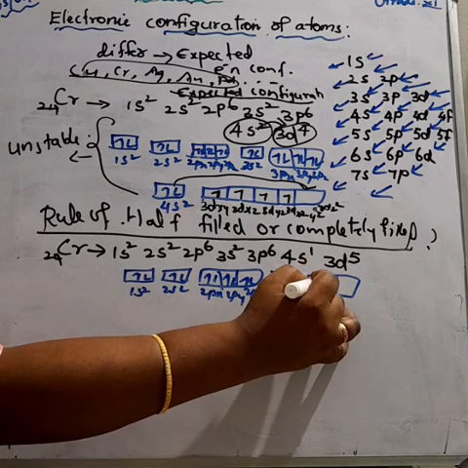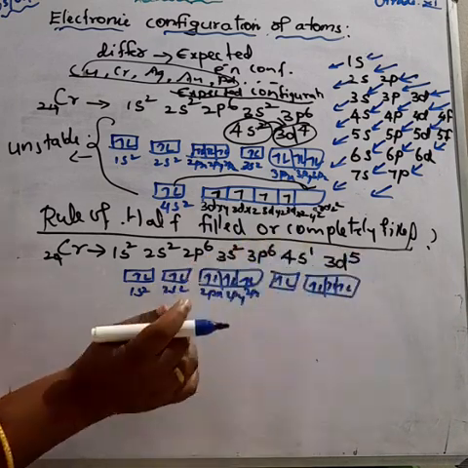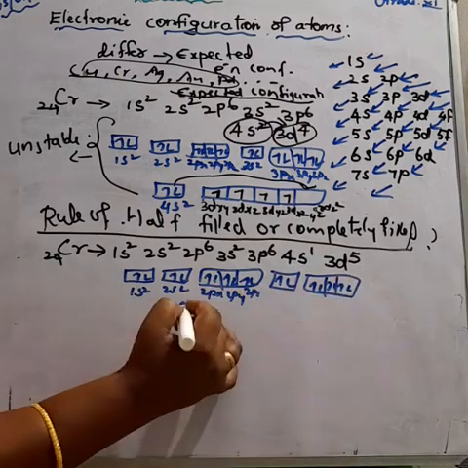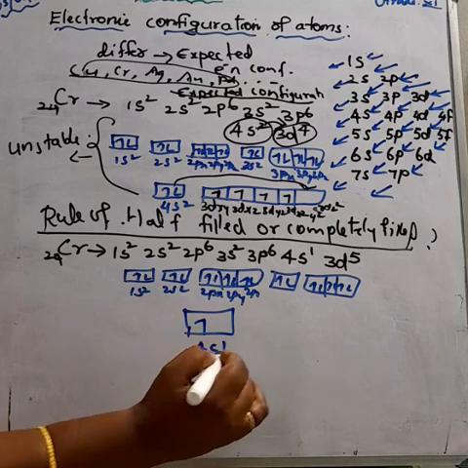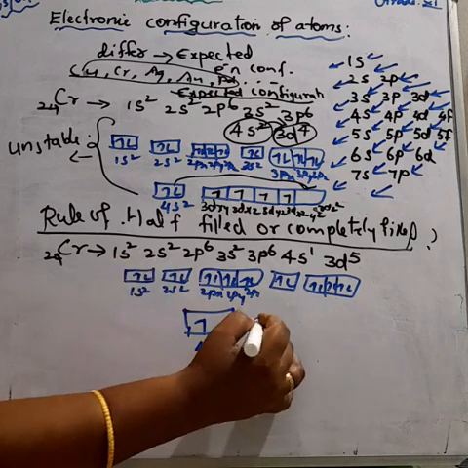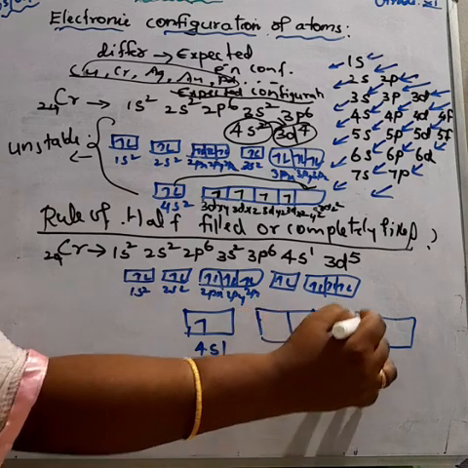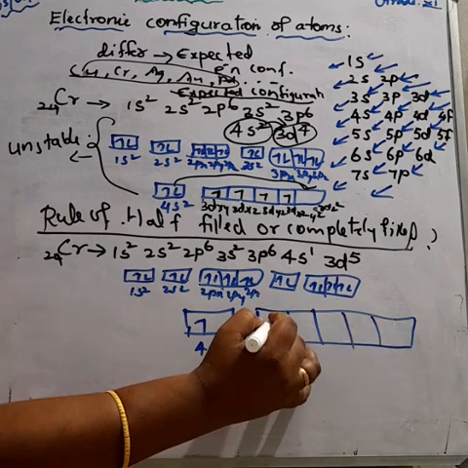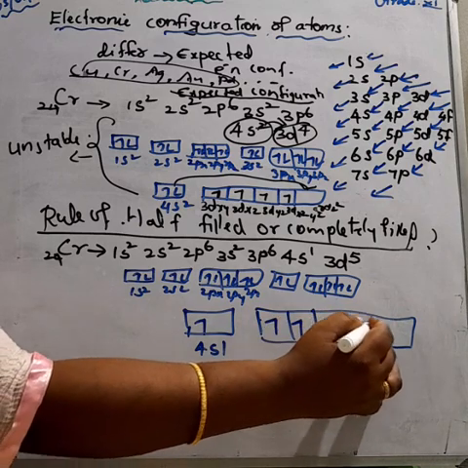How many electrons? 6 electrons. Then in the 4s orbital, how many electrons now? Only 1 electron. This 1 electron is shifted to the d orbital to make it stable. So in the d orbital, now we get 5 electrons.